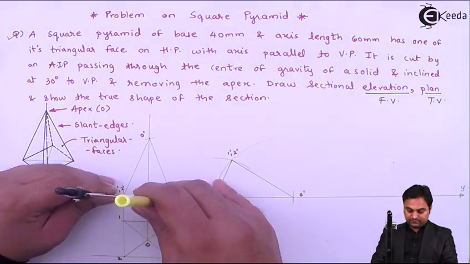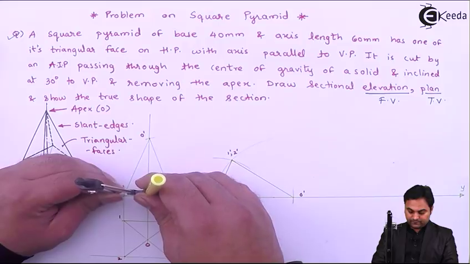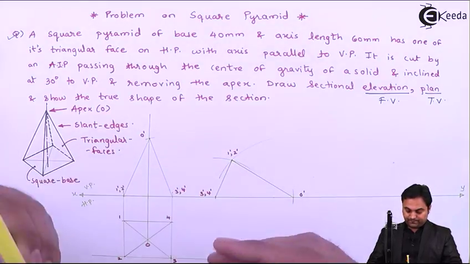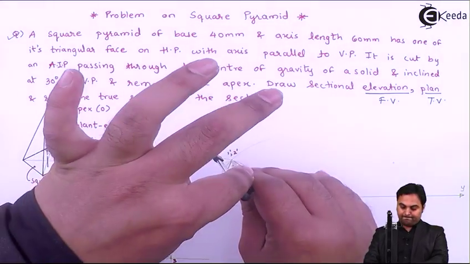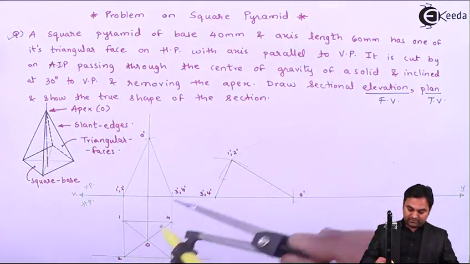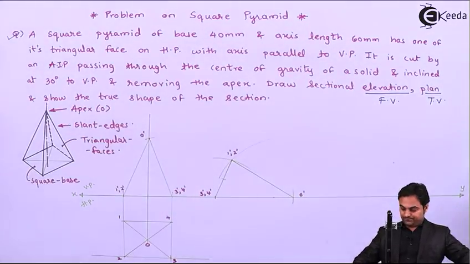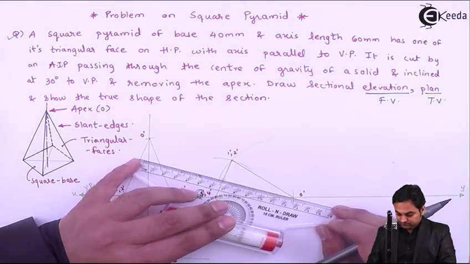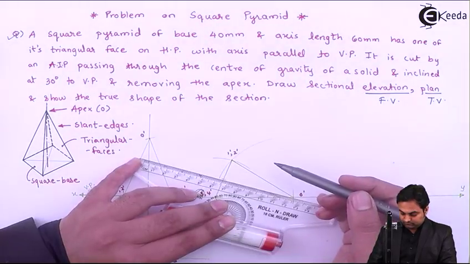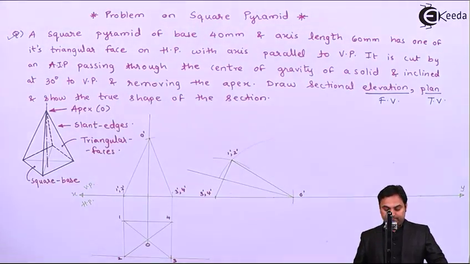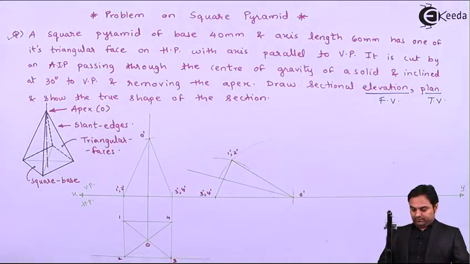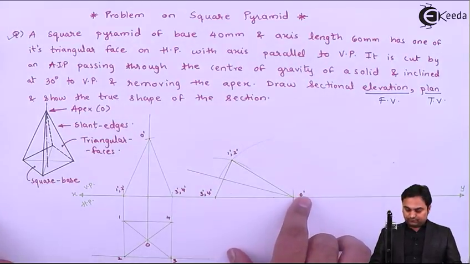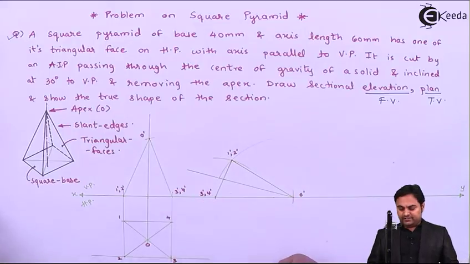For the axis from 1 dash, 2 dash to half. This will indicate the axis. Then this is the front view of that pyramid which is lying on its triangular face O dash, 3 dash, 4 dash in HP.